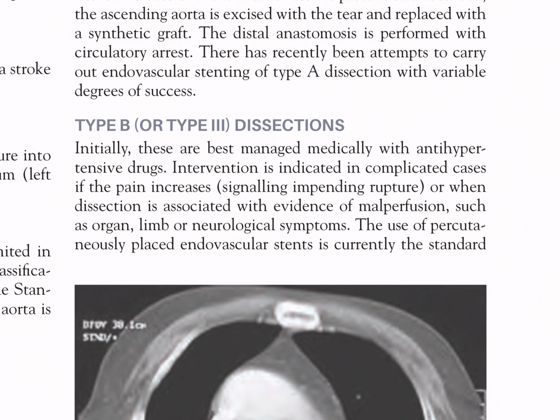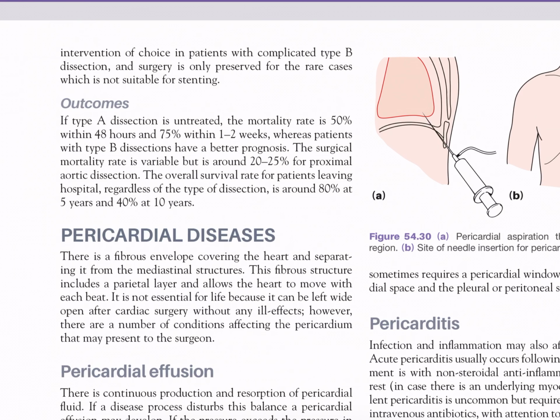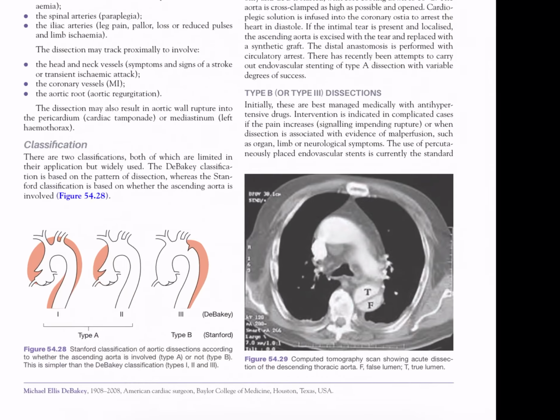The use of percutaneously placed endovascular stents is currently the standard intervention of choice in patients with a complicated type B dissection, and surgery is only reserved for the rare cases which are not suitable for stenting.